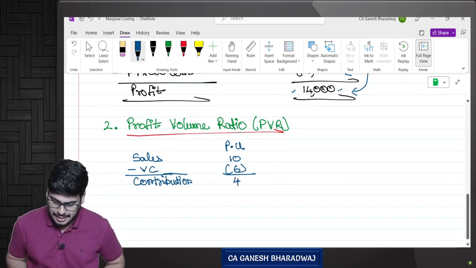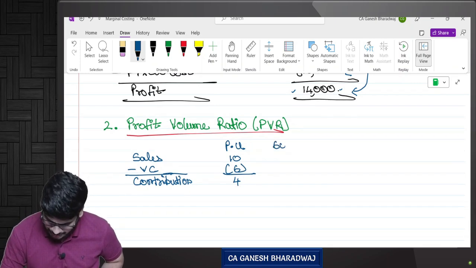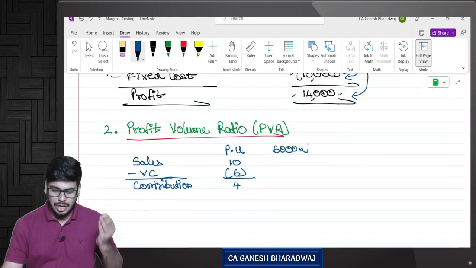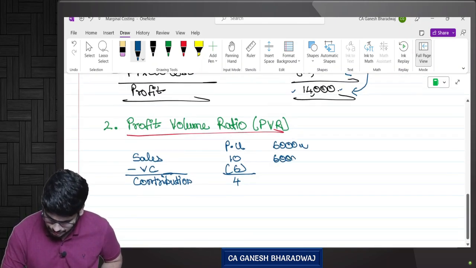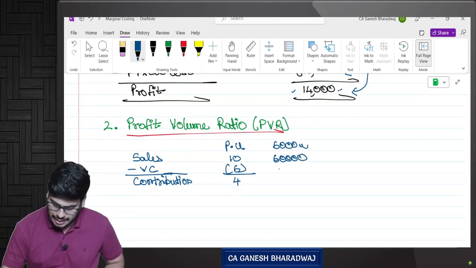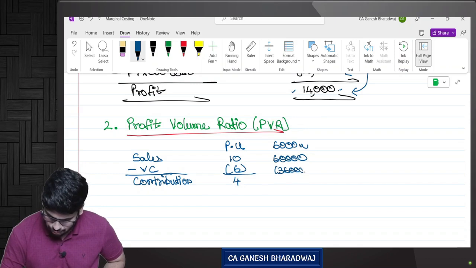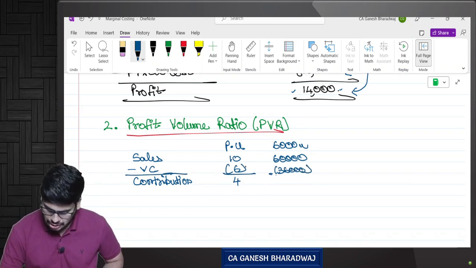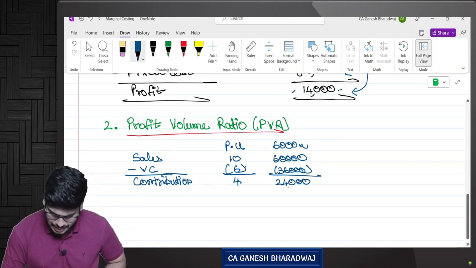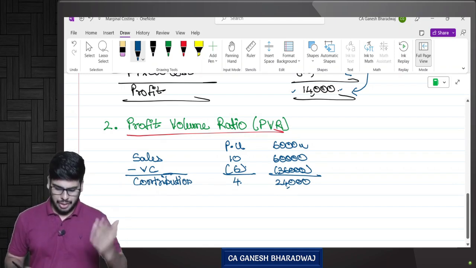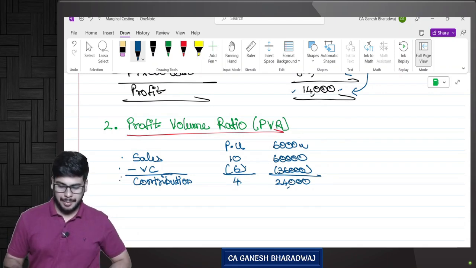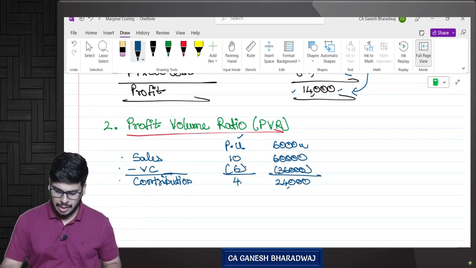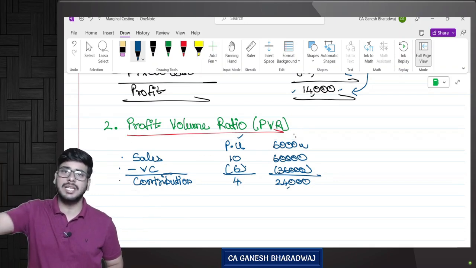Yes or no? Yes. Now, suppose for the output data given, that is for 6,000 units, what is the sales value that is given? Yes, we know it is nothing but 60,000 rupees. What is the variable cost? It is going to be 36,000 rupees. 36,000 is nothing but 6 into 6,000. So, what is the total contribution? 4 into 6,000. That is 24,000 rupees. Yes or no? This is what we saw till now. So we know that all these components, sales, variable cost and contribution, can be represented on a per unit level, or they can be represented for any given volume level.